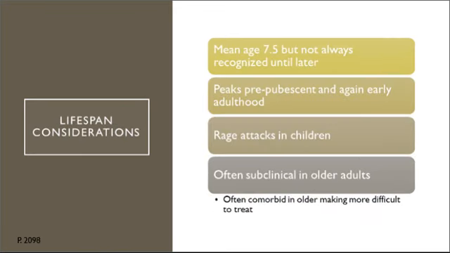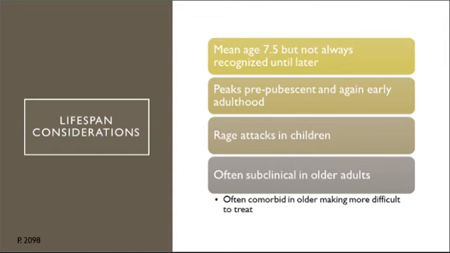Lifespan considerations. I think I covered that a little bit. Mean age, 7.5. Usually that's in males. Females usually age 25. Peaks in prepubescent and again early in adulthood.